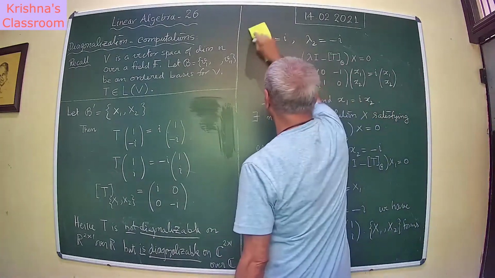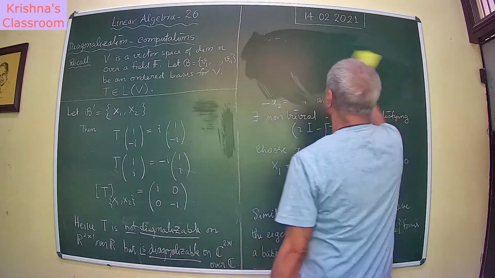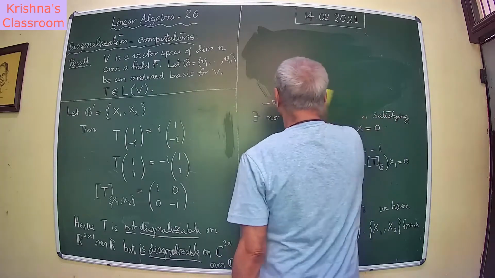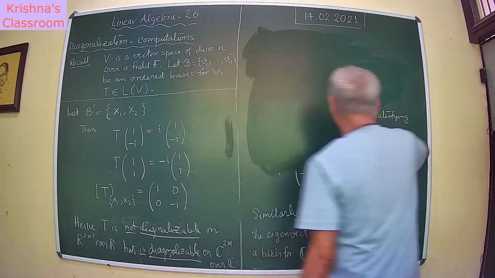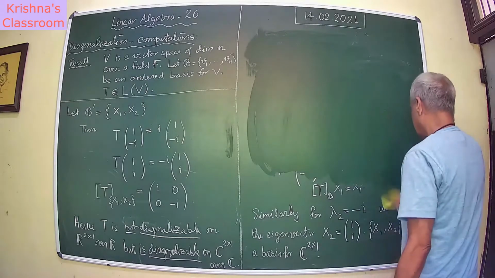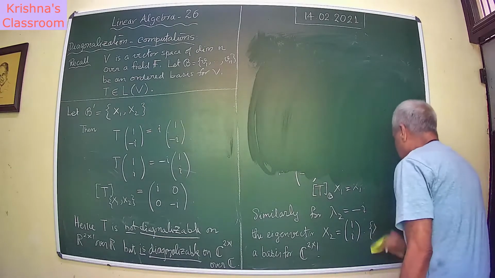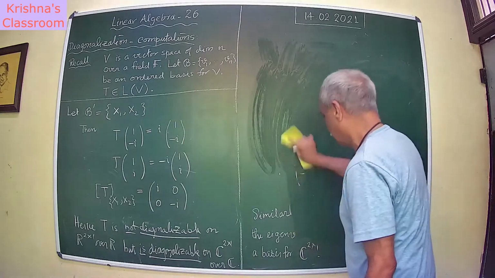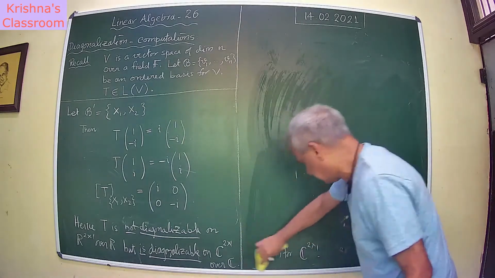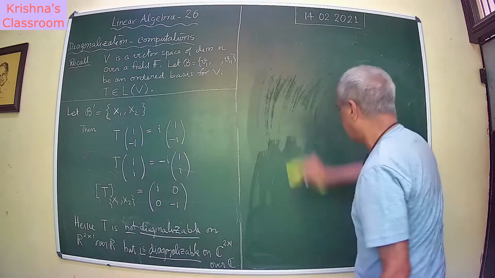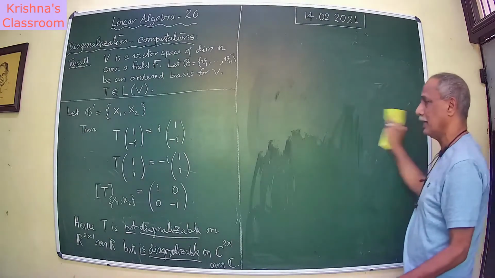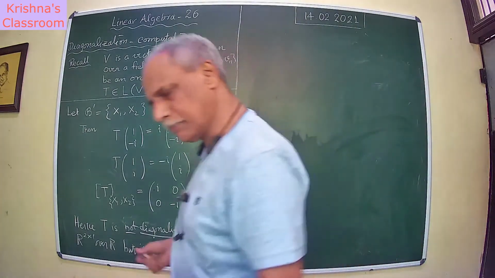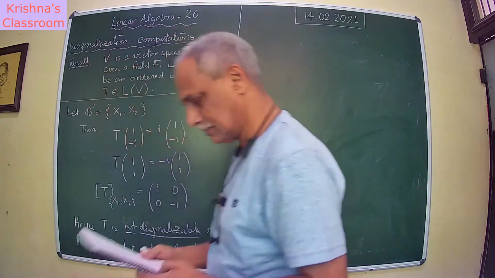Now let me do another example. In fact, many examples will give you a lot of insight into the difficulties, and then we will have to work out how to handle such difficulties. It's not that all T's are diagonalizable. It depends on several factors.